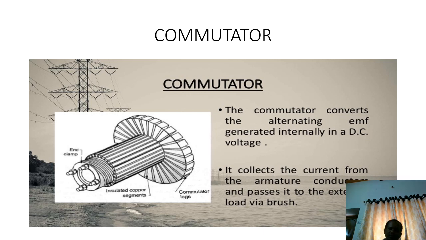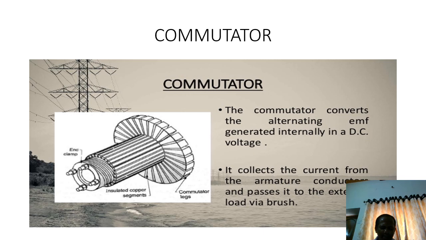Next one is the commutator. You know that the commutator is connected to the armature shaft. The commutator is cylindrical in shape and is made up of wedge-shaped high conductivity hard drawn copper segments. These segments are insulated from each other by a thin layer of mica.